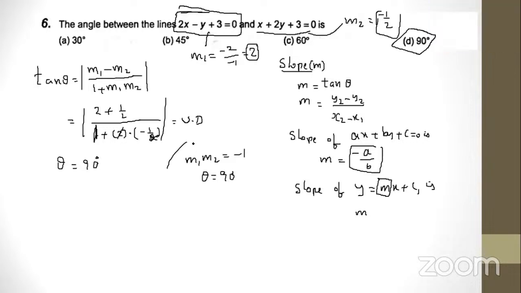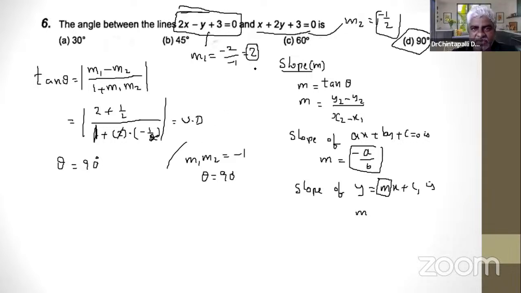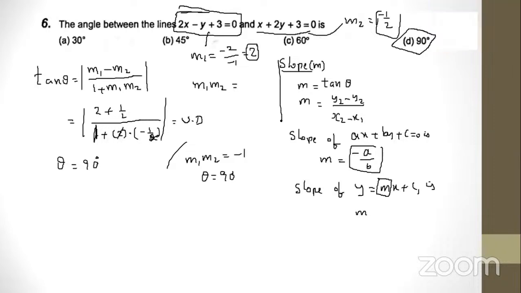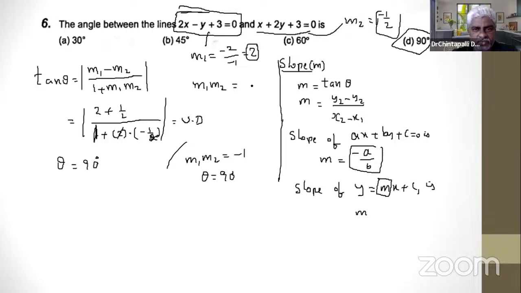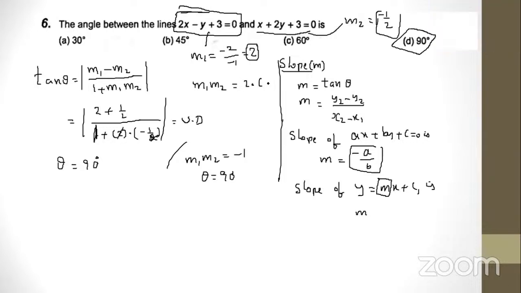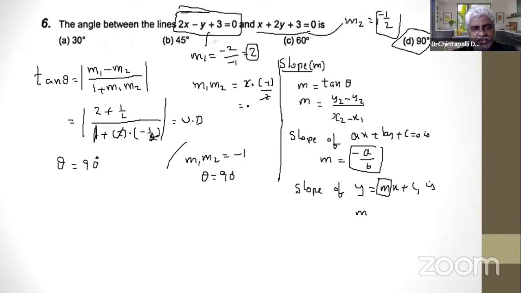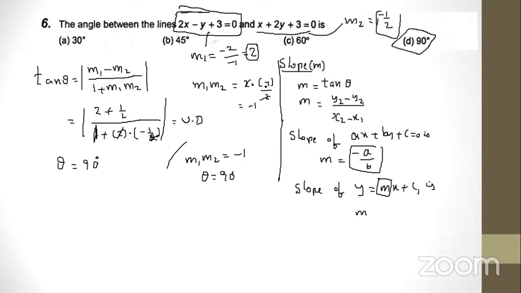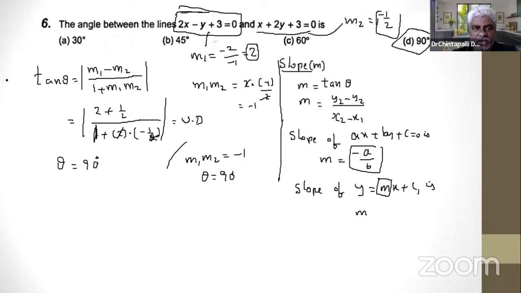Got the point? We can observe that M1 times M2, what is M1 times M2? M1 is 2, M2 is -1/2. The 2 cancels. What is its answer? -1, sir. That's why we can tell its angle is 90 degrees without using this formula.